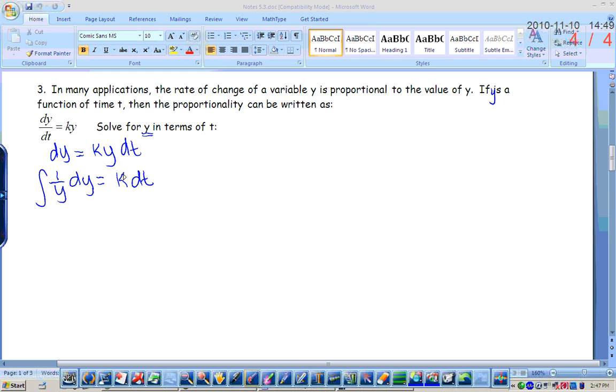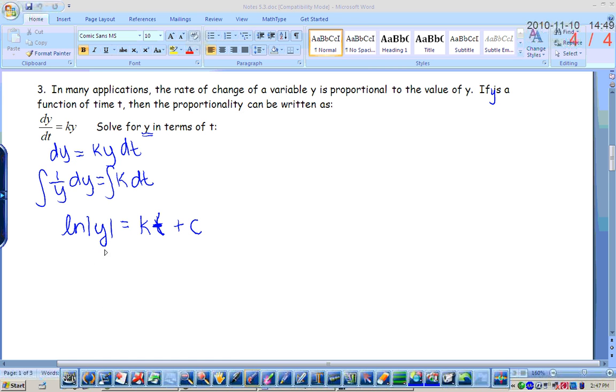All right, integrate both sides. What's the integral of 1/y? Natural log of y. And the integral of k with respect to t. Remember, k is a constant. So if we were integrating 5 dx, the integral would be 5x. So the integral of k dt is kt plus c. Don't forget your plus c.